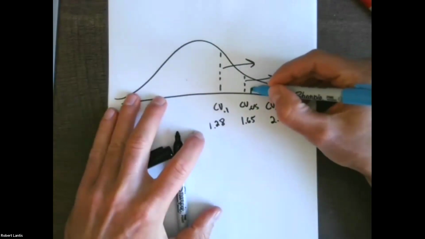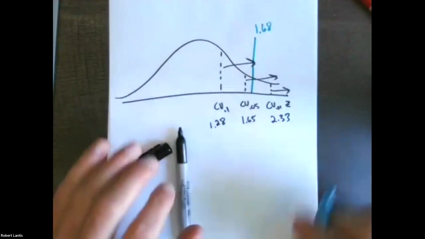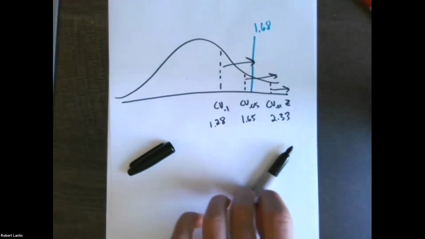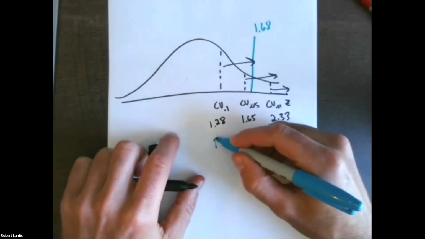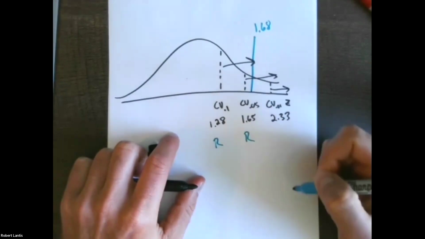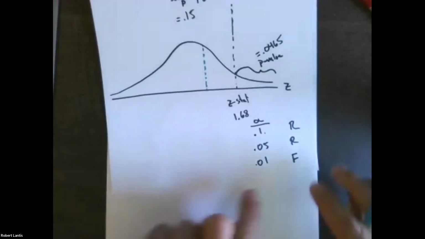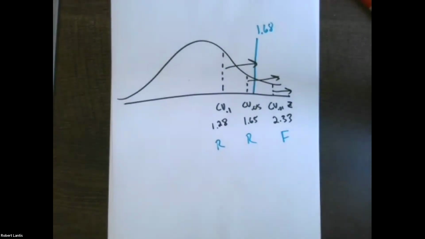My test statistic I would then plot was 1.68. Actually, am I mixing up my examples? Hold on. No, yeah, it was 1.68. So it is in the rejection region at the 10% and 5% significance levels, not the 1%, which is the exact same decisions we made using the p-value approach. So either method will lead us to the same conclusions.